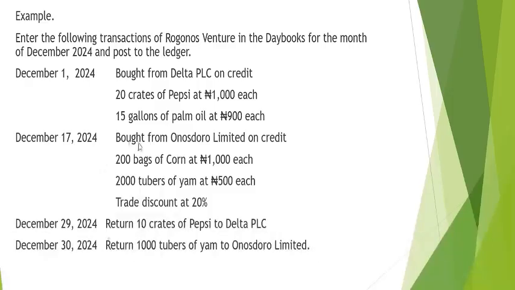The next one says return 1,000 tubers of yam to Zoro Limited. Initially on the 17th, we bought 2,000 tubers of yam. Now we are returning 1,000 tubers of yam back to Zoro, probably because they are bad. But I also recognize that there was a 20% discount they gave to us when we bought initially. So when you are recording this transaction, you also need to deduct the 20% discount that was given to you.